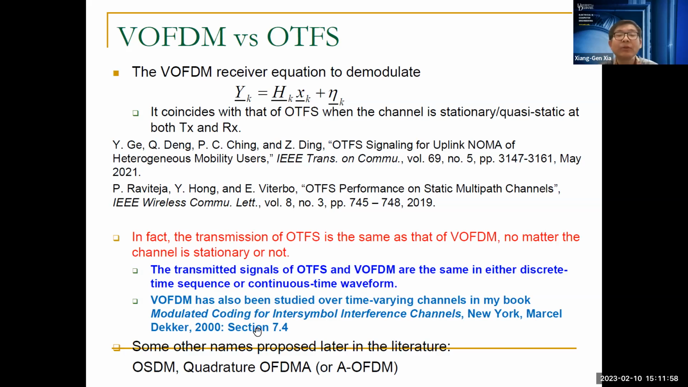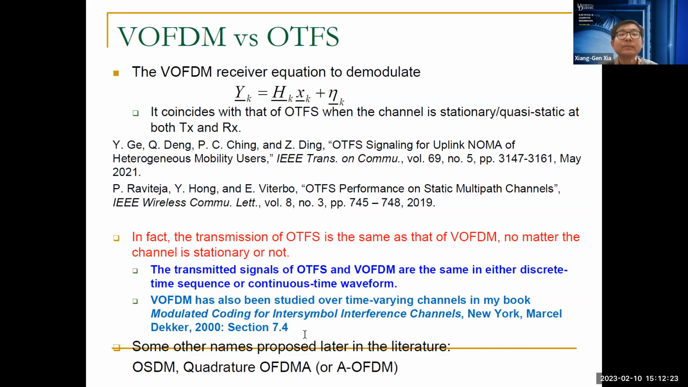And also in my book, I studied VOFDM for time-varying channels as well. Time-varying channels are more broad, in my opinion, and include the channels with Doppler shift and Doppler spread, right? There are some other names later in the literature. One is called OSDM, another one is called AOFDM or Cauchy OFDMA, etc.